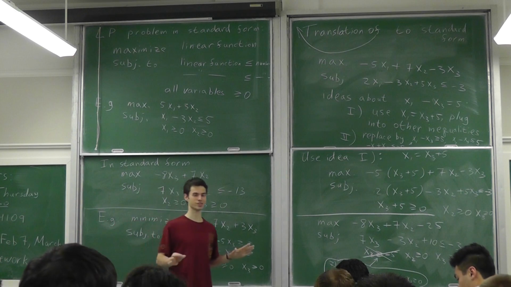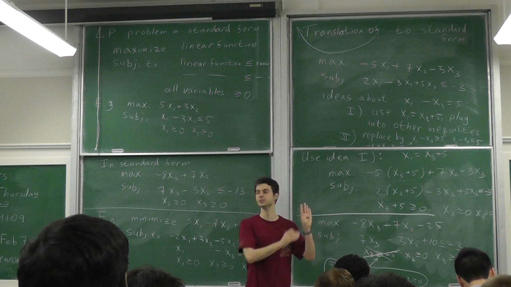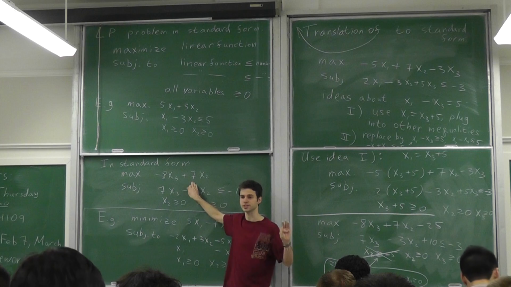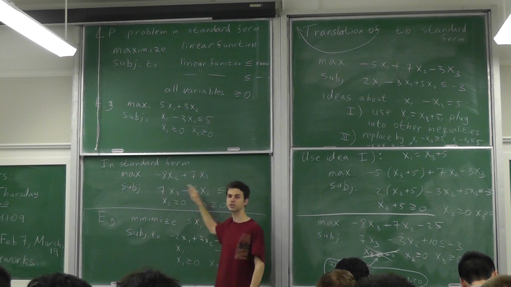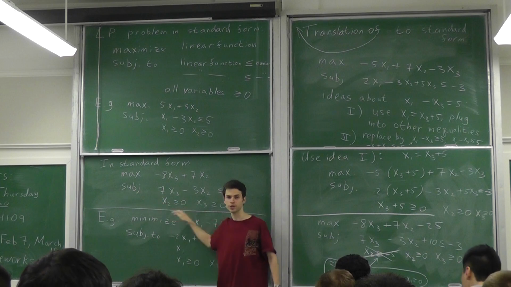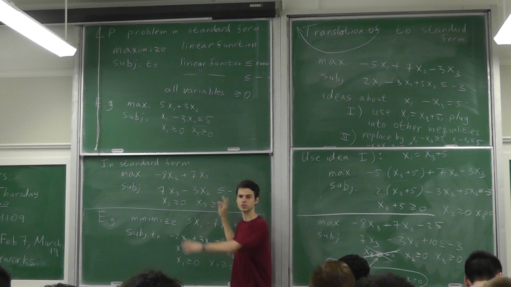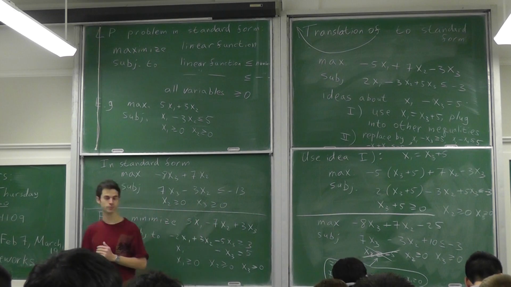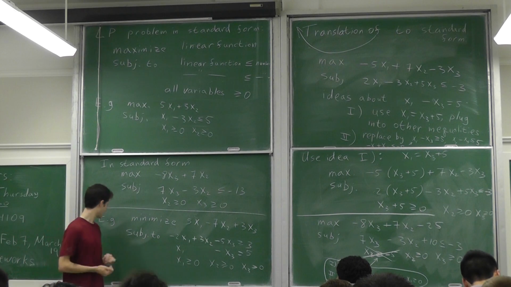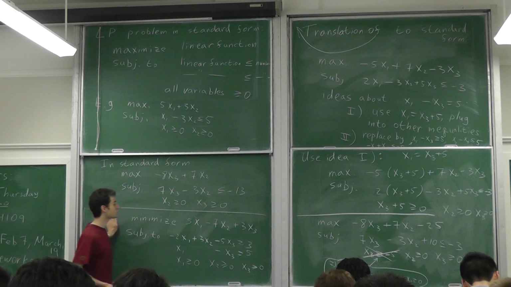If you want, it's kind of a checklist. Is it about maximization? Yes. Is it about maximizing a linear function? Yes. Are all the constraints linear functions smaller or equal than a number? Yes. And are all the variables positive? Yes. Okay, so this is a linear programming problem in standard form. Okay, next step. Let's solve it.